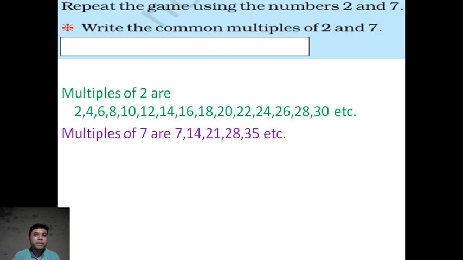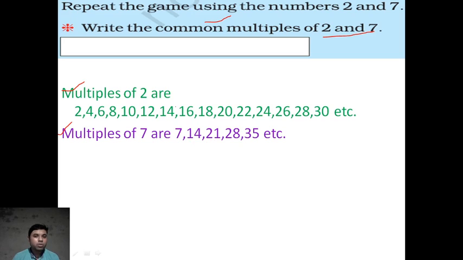Next, repeat the game using the numbers 2 and 7. For 2 and 7 you have to find the common multiples. There are so many common multiples, we will find two. First write here multiples of 2. Next multiples of 7. In your copy you write it. Now look, multiples of 2: 2 ones are 2, 2 twos are 4, 2 threes are 6, like this, and 7 ones are 7, 7 twos are 14, 7 threes are 21, like this.